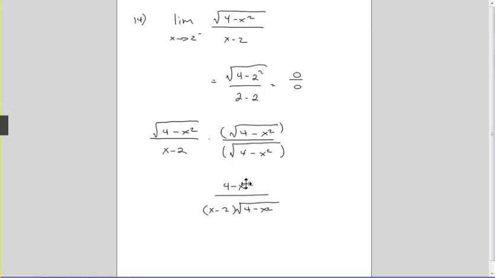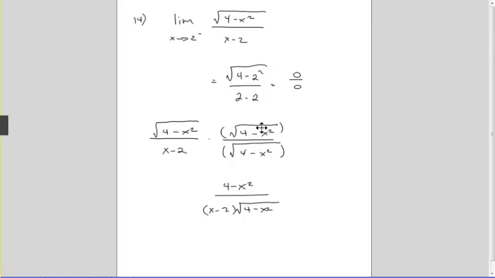Now I'm trying to think ahead here. If I cancel one of these out, I'm still going to end up with 0 in the denominator, which is not good. So what could I do? The other option would be to have 4 plus x squared. That wouldn't cancel those out. Let's think here.